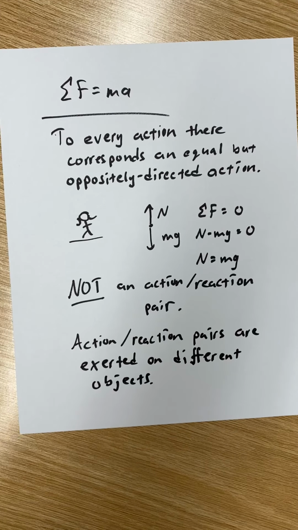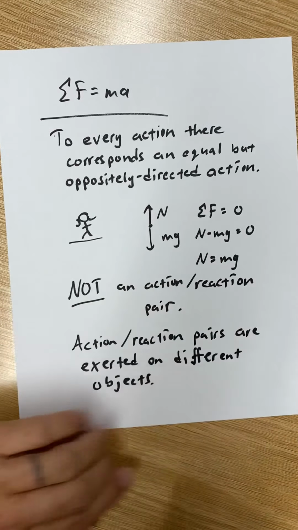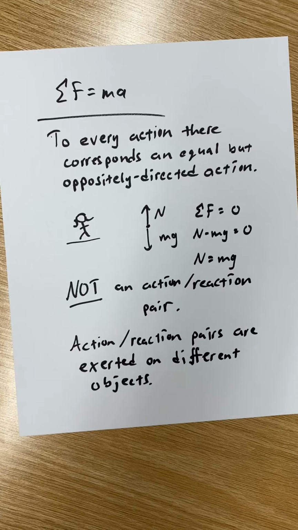And if these are exerted on different objects, you will never see them appear on the same free body diagram, because they're not exerted on the same object. Okay, now that's what it doesn't mean. This is what it doesn't mean. This is true. So what do we mean?